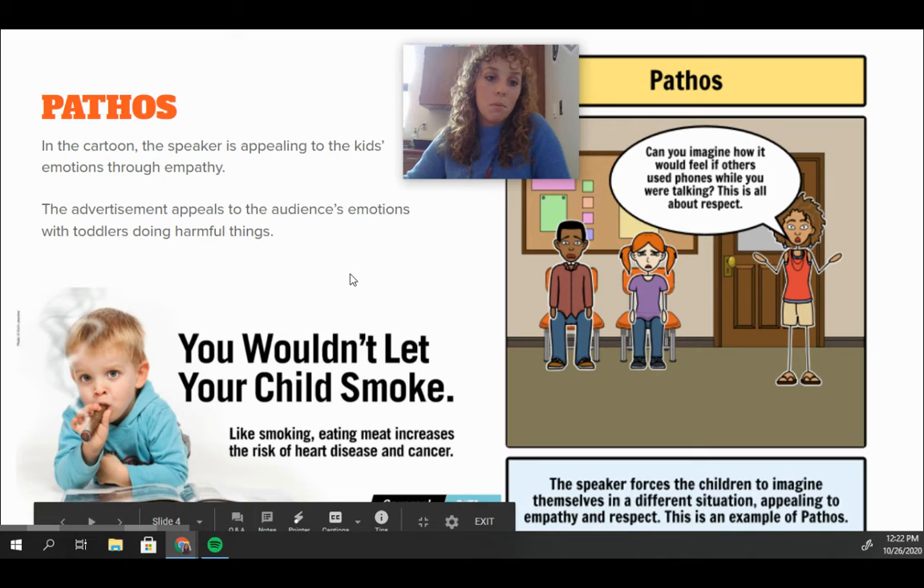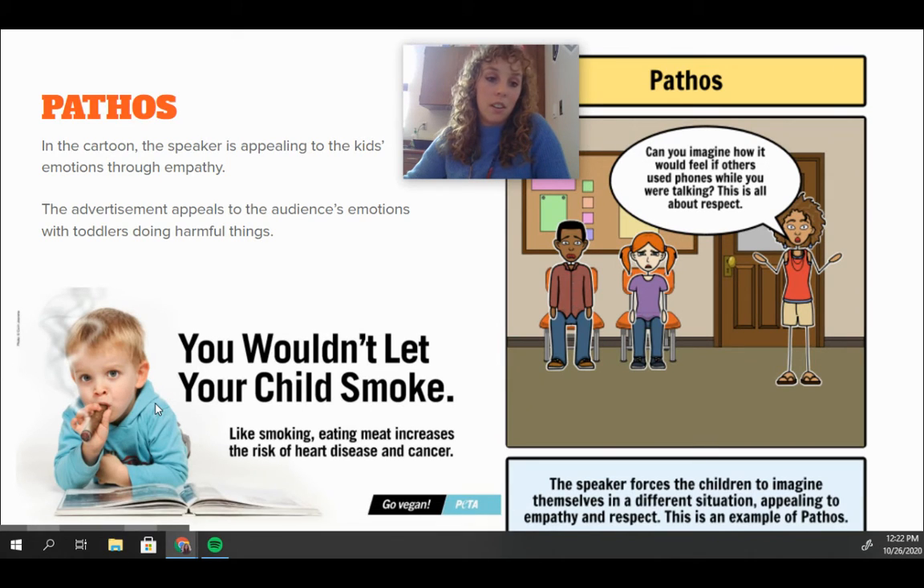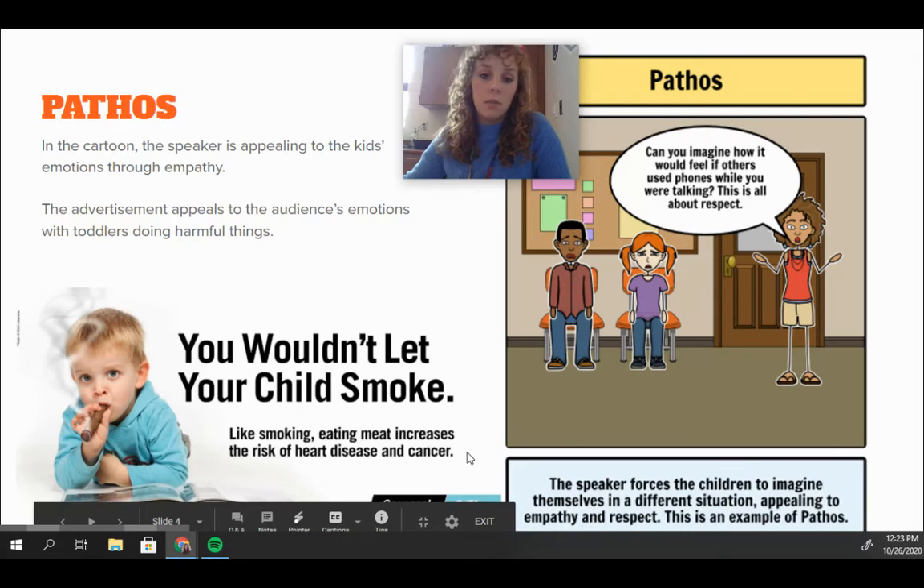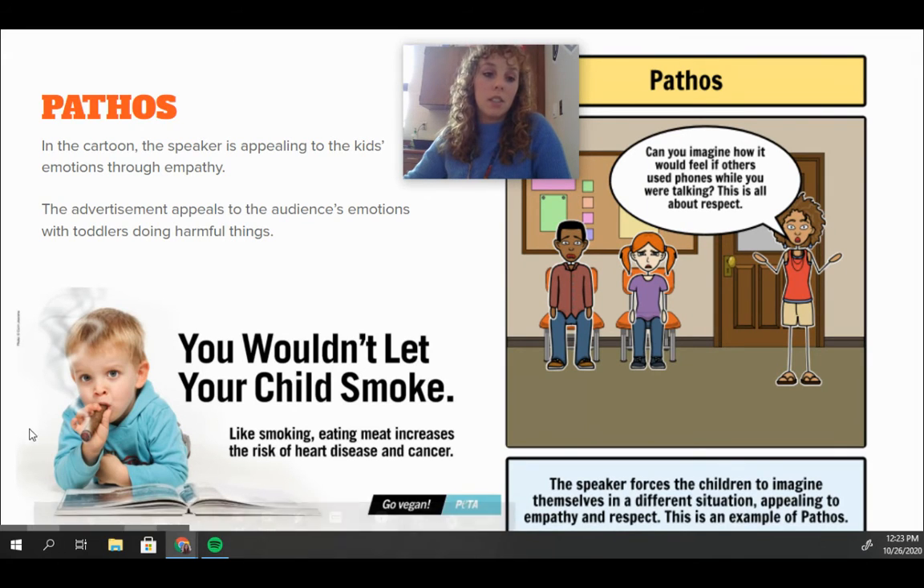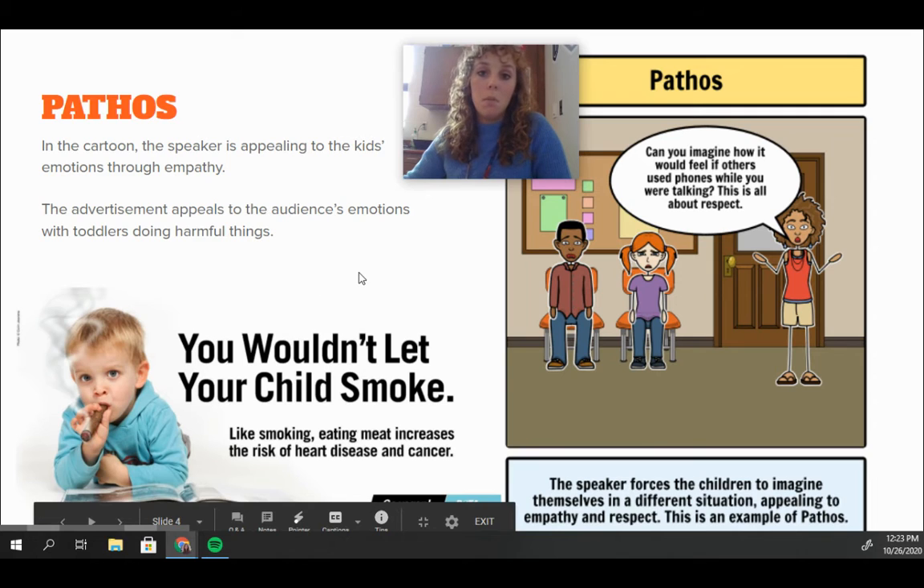So just seeing this image of this kid with a cigar is pretty graphic. We don't want children to be smoking, or we don't want to expose them to anything that would be harmful to them. So PETA, who is trying to get you to go vegan, is portraying meat in a way that's just like smoking. And so we will have an emotional response to that.